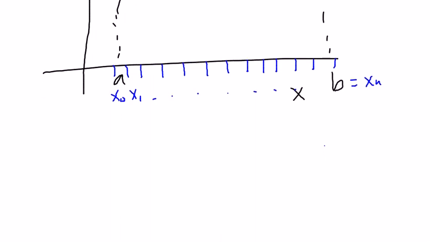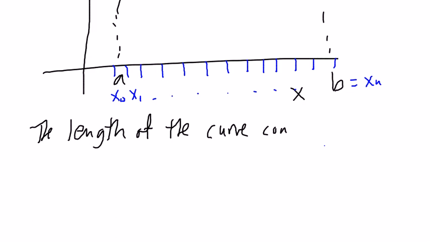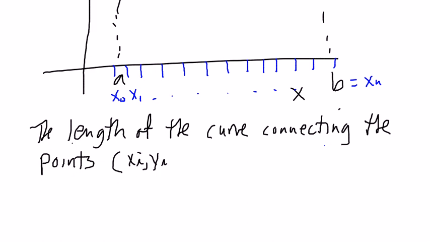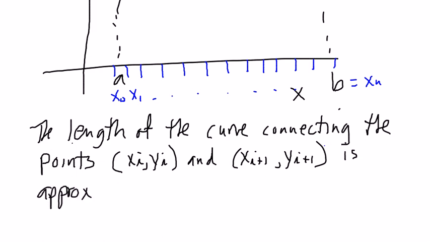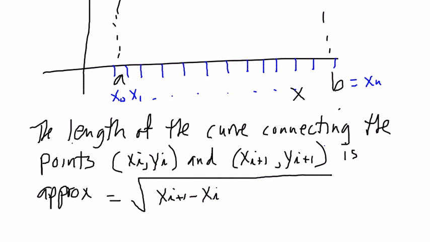The length of the curve connecting two consecutive points, xi, yi, and xi plus 1, yi plus 1, is approximately equal to the square root of xi plus 1 minus xi squared, plus yi plus 1 minus yi squared. That's the formula for the length of a straight line.